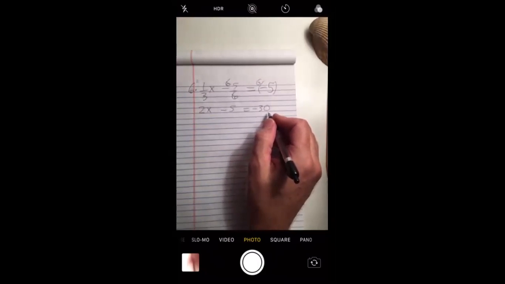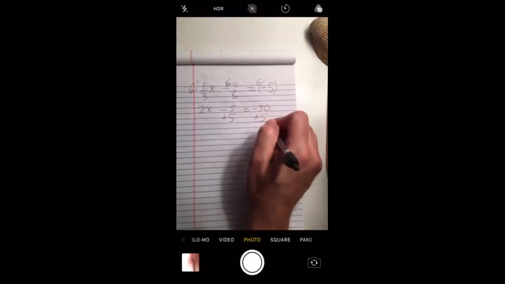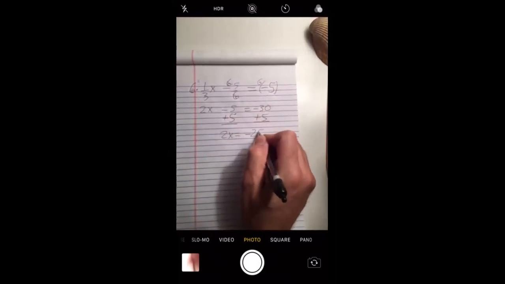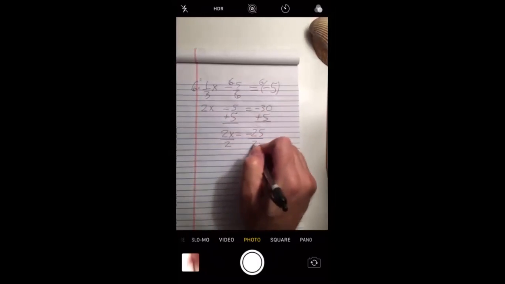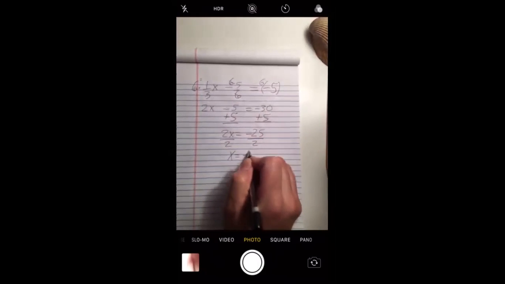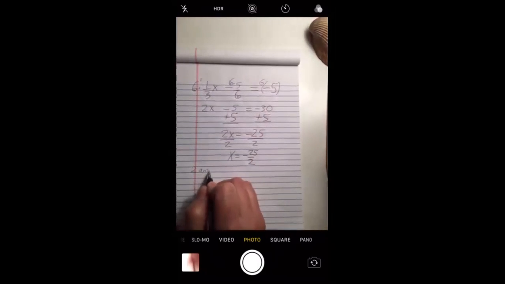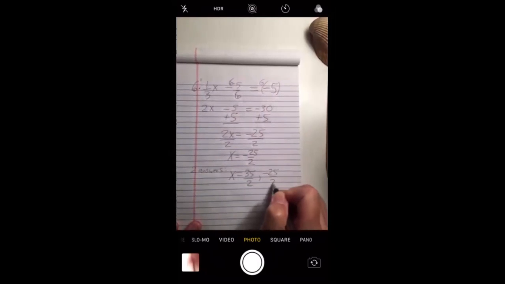Going to add 5 and divide by 2. Plus 5. 2x then would be negative 25. Divide by 2. I come up with negative 25 halves. So my two answers, I believe I had 35 halves on the other page, negative 25 halves here.